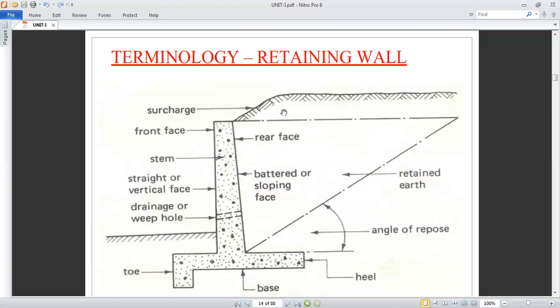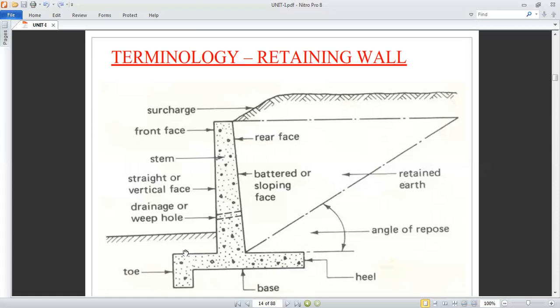Okay. So this picture tells you about some basic terms that will be associated with the designing and detailing of your retaining wall. So we'll move from bottom to top. As I said, if you remember the human feet, we have toe and heel. Similar to that, the feet of the retaining wall, the base slab, is divided into two. One is toe, another one is heel.